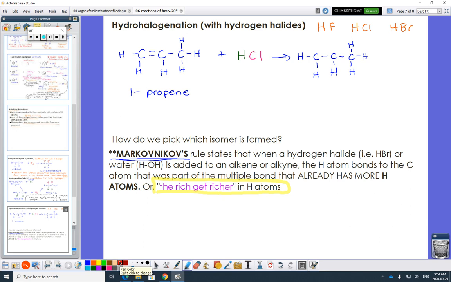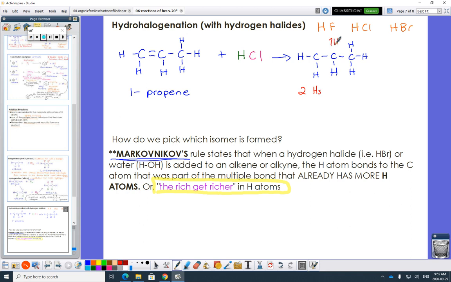So your eyes have to focus in on the atoms that were part of the double bond, because they are the ones that are missing a bond. So how many hydrogens does this carbon have? 1, 2. How many hydrogens does this carbon have? 1.